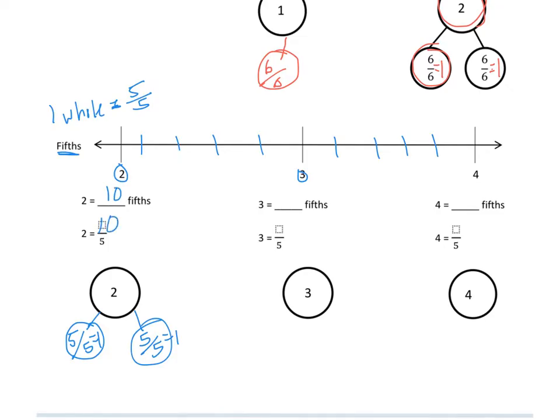And it's going to look like 10 over 5 as a fraction, or 10 fifths. So my one whole is 5 fifths. I'm going to start at 2 right now, which is 10 fifths, and I'm going to count up: 11 fifths, 12 fifths, 13 fifths, 14 fifths, 15 fifths, and I would continue on.